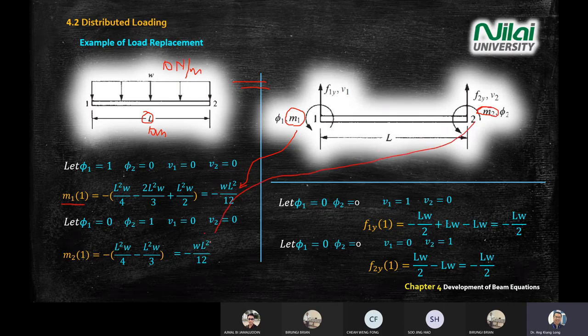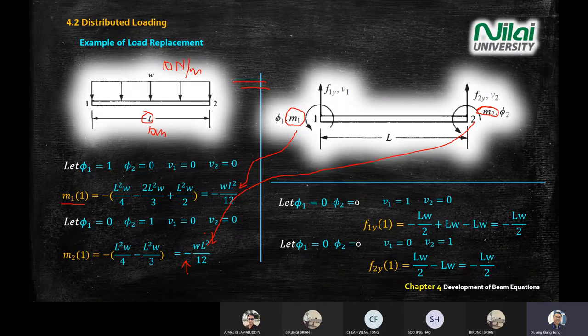Okay, you use this equation. Again, you take the W given in the question times the L square divided by 12, you get M2. Again, negative sign. Negative sign. Okay, just to check.